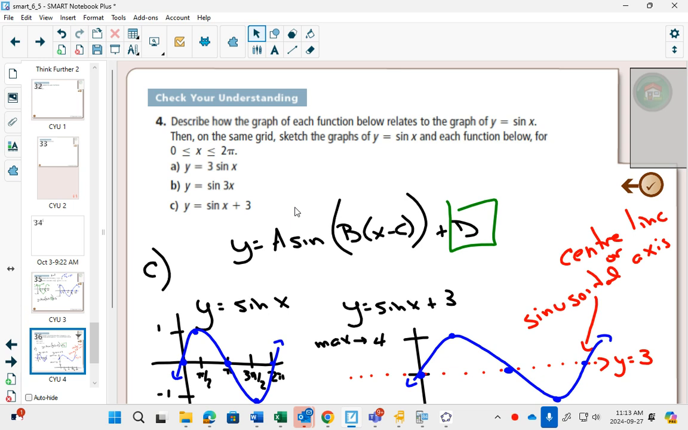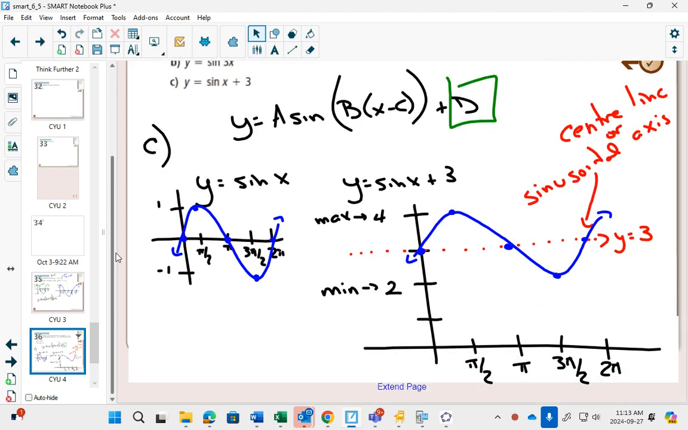So because with sine and cosine, we always label one period and divide it into 4 equal sections, that's going to be a standard practice moving forward. So now on this one, in C, we have the +3, which is a vertical translation 3 units up. The key thing is that your D value is always going to change your center line.